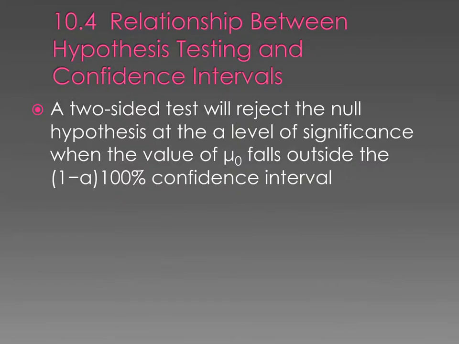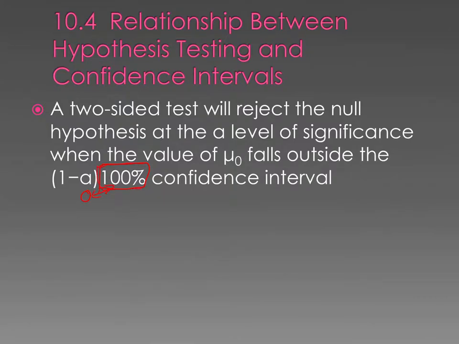So in 10.4, we start talking about the relationship between hypothesis testing and confidence intervals, right? Last chapter was all about hypothesis testing and whether or not we reject a null or fail to reject a null. A two-sided test will reject a null hypothesis at an alpha level of significance when the value of the null mu falls outside the 1 minus alpha 100% confidence interval. So remember, if you're 100% confident on something, your alpha level is going to be 0, right? Because they share this relationship.